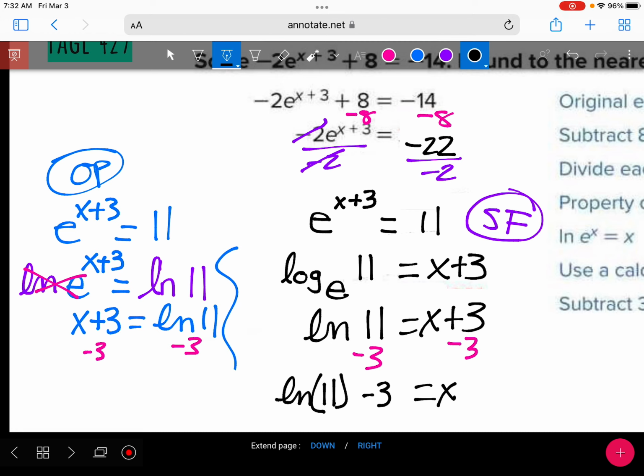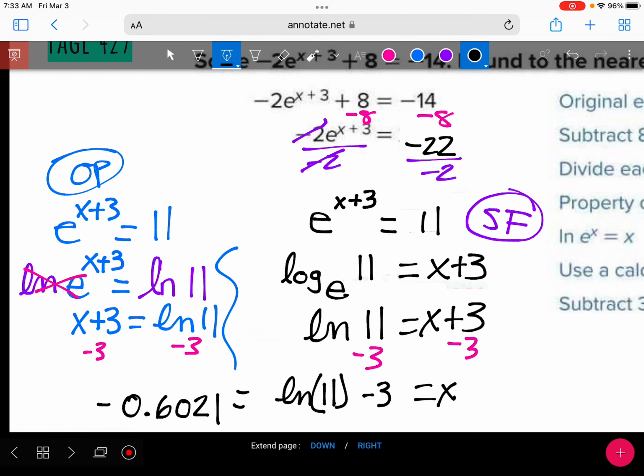Not the natural log of 11 minus 3. They're different. Natural log of 11, period, minus 3. It's super important that you close those parentheses. The natural log of 11, close the parenthesis, minus 3. You should get something like negative 0.6021.